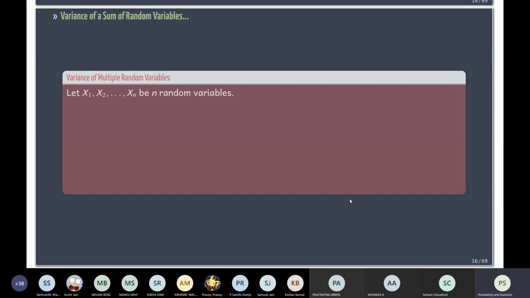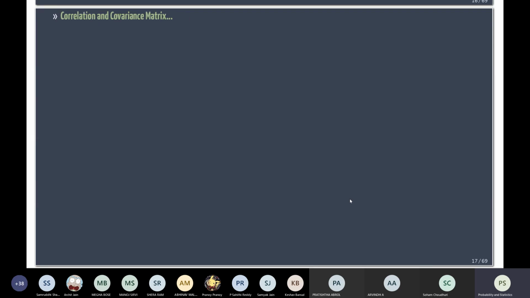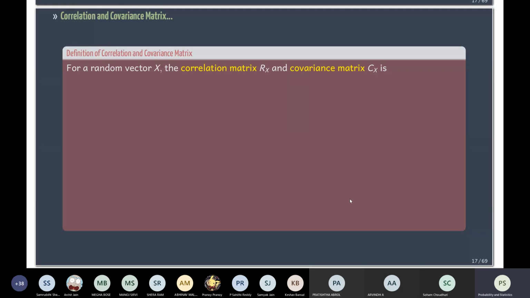So the variance of a sum of random variables, so variance of multiple random variables. This is something we have denoted before, and I have already mentioned this before. What matters is correlation and covariance. So let us see how we can extend the definition of correlation and covariance.